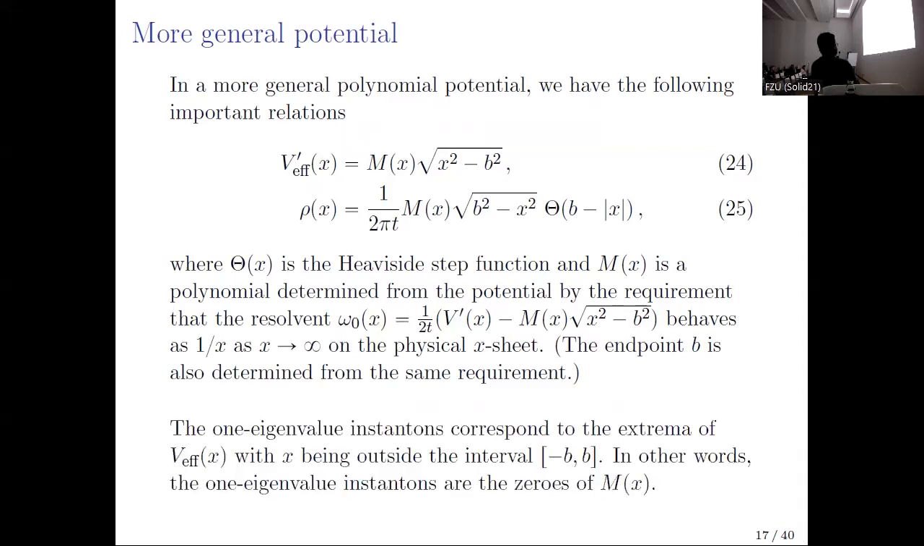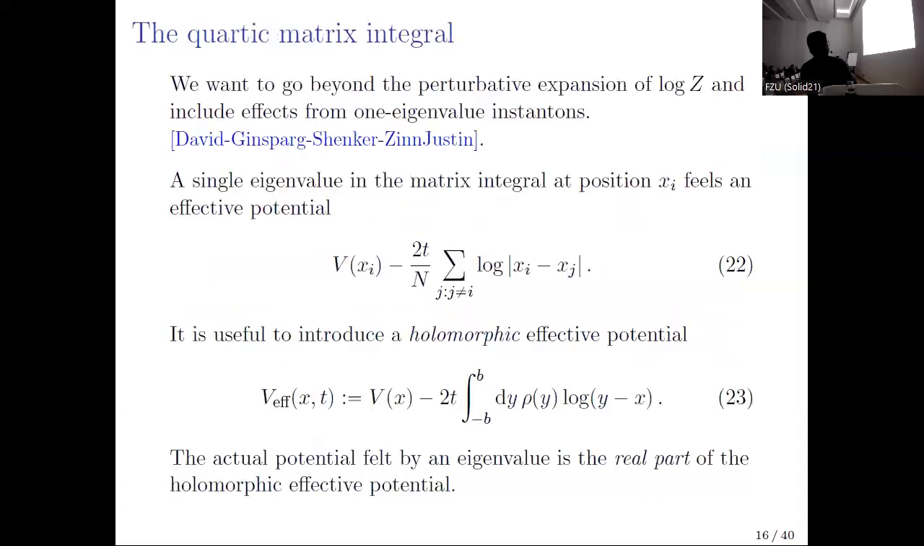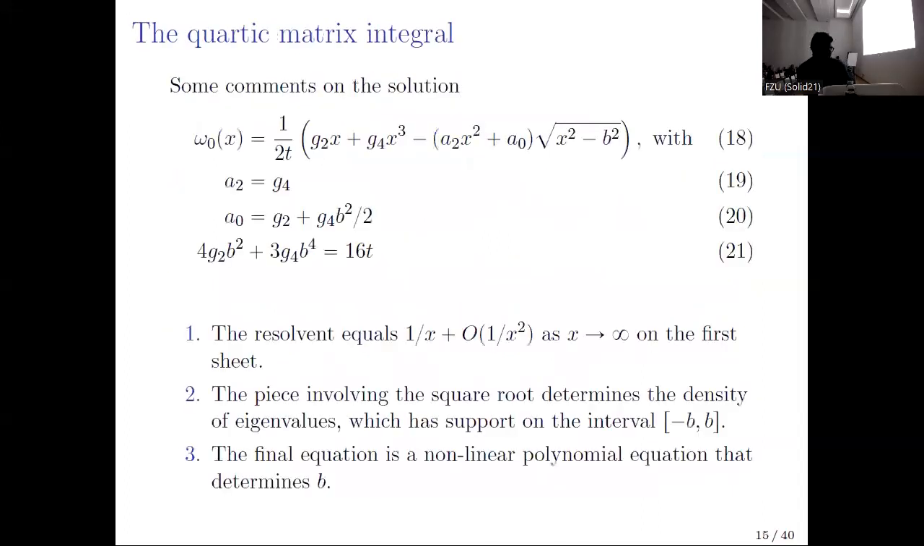And so one eigenvalue instantons correspond to the extrema of V effective with x being outside of the interval minus b to b. In other words, these one eigenvalue instantons are nothing but the zeros of m of x. So we can already see here from the previous thing I showed you, m of x is this quadratic thing, and it just has a zero.